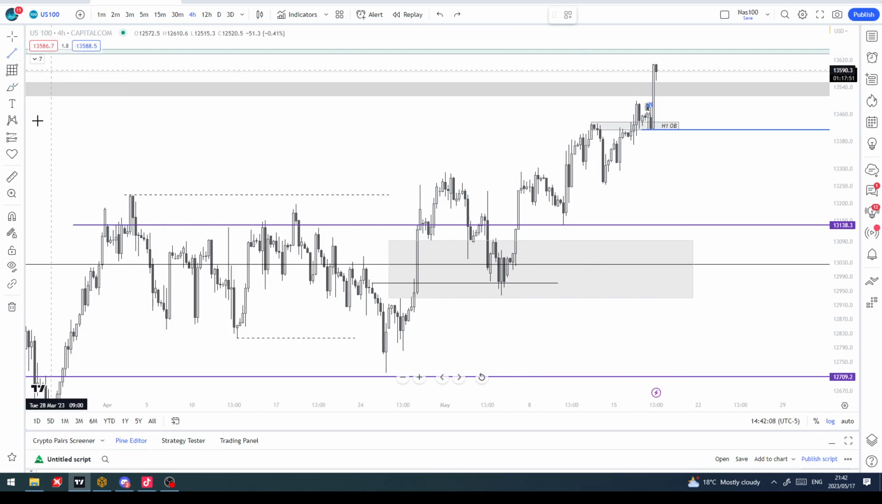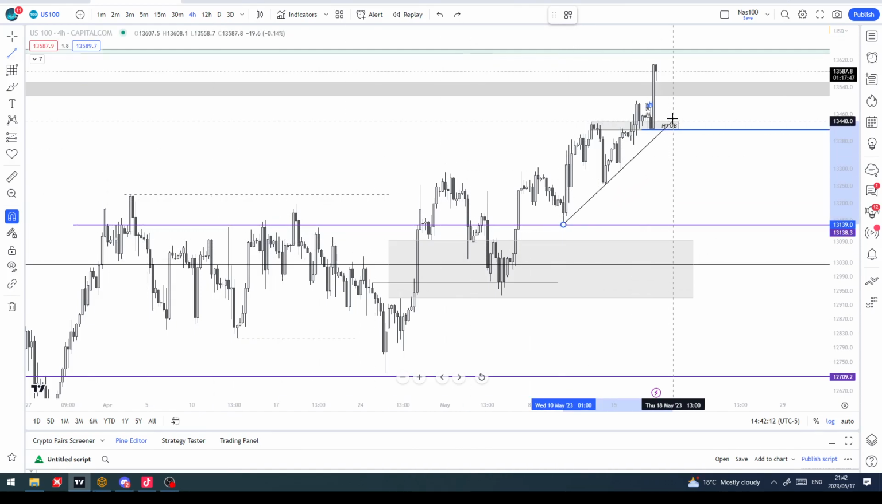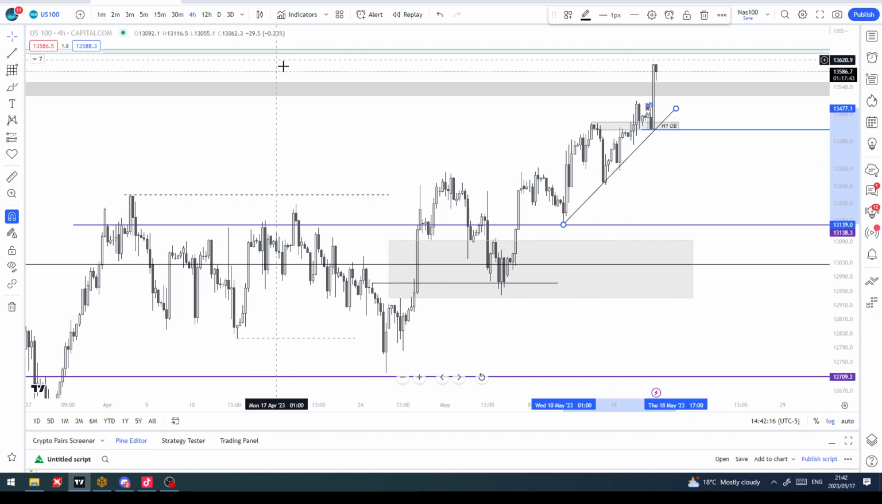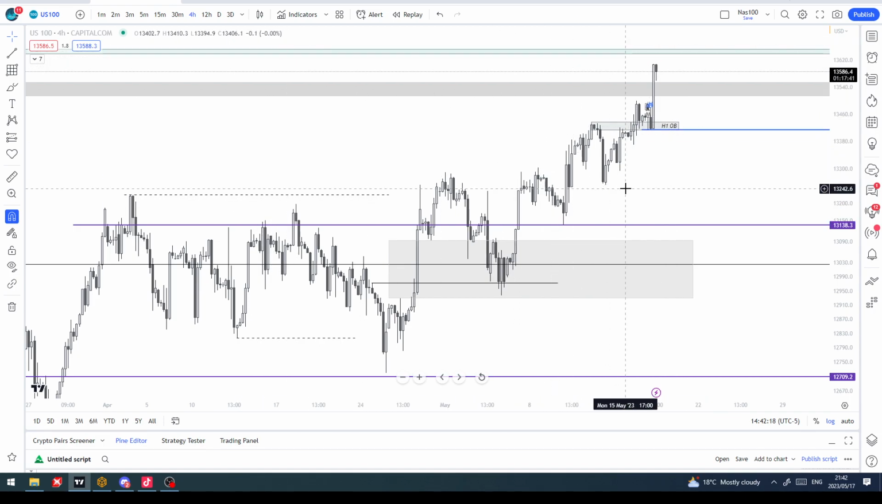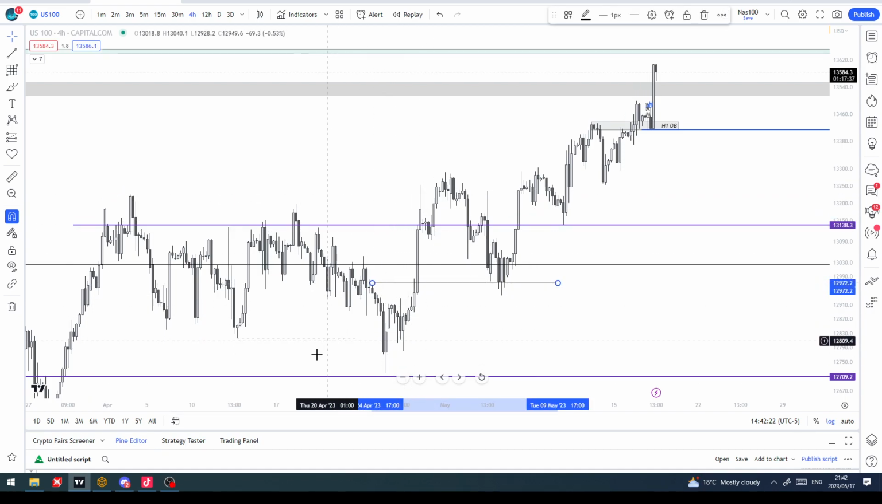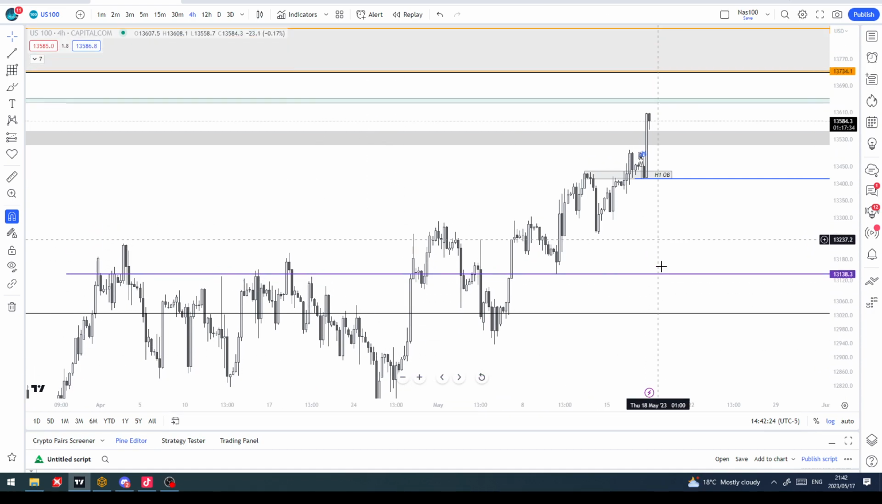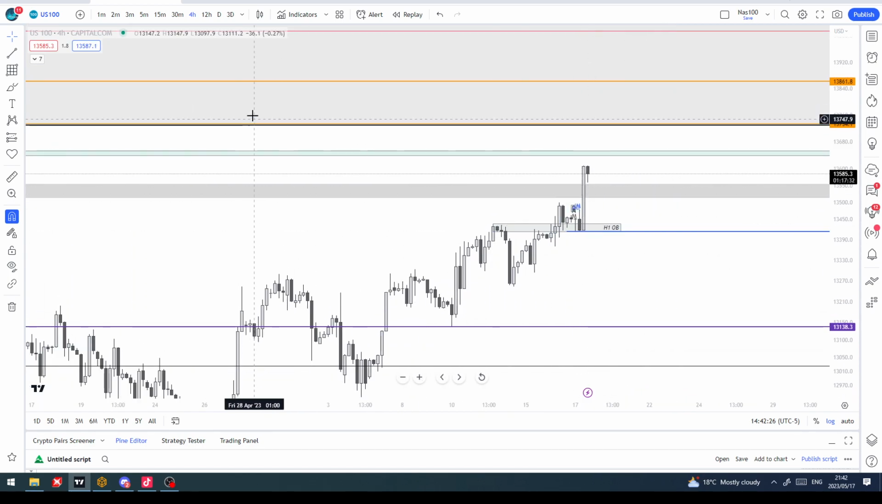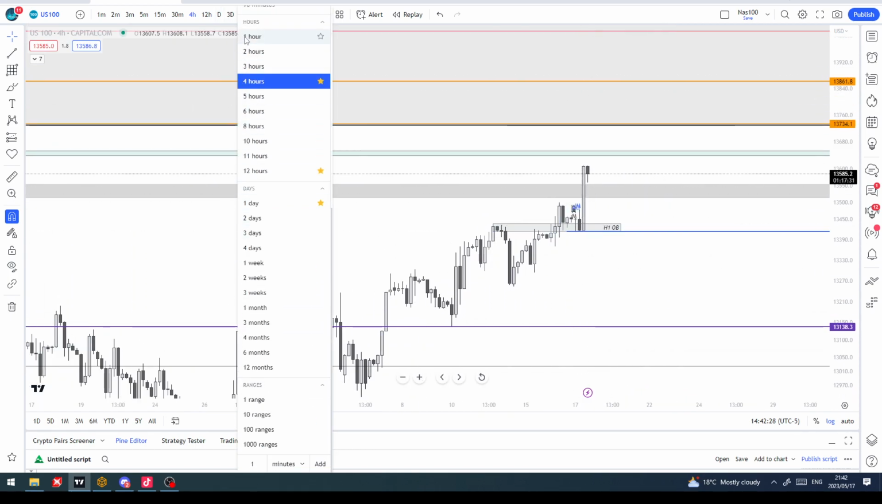There was a fake breakout of the trend line happening here somewhere. You'll see that on a lower time frame. Let's get rid of this, get rid of that. So what we are interested in now is what's going on here.